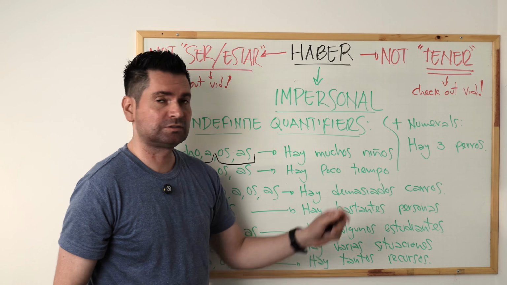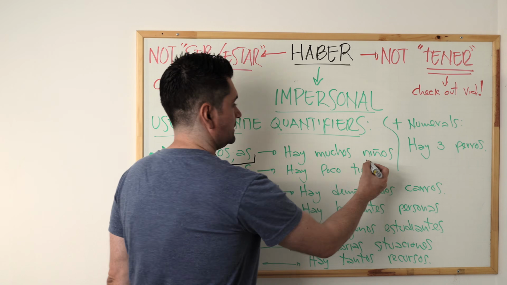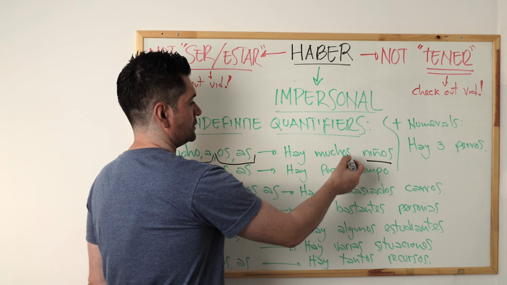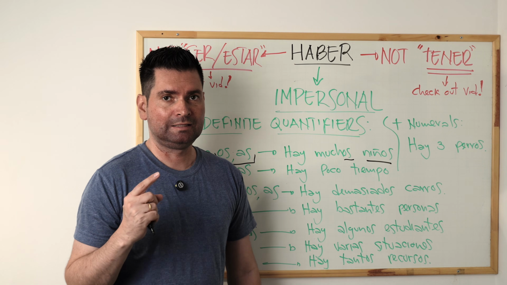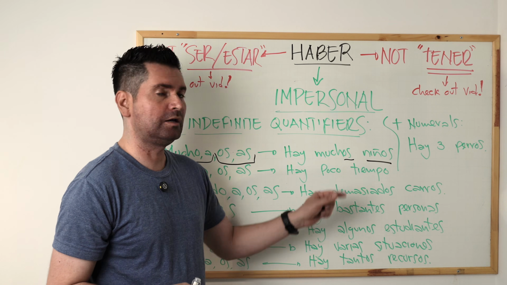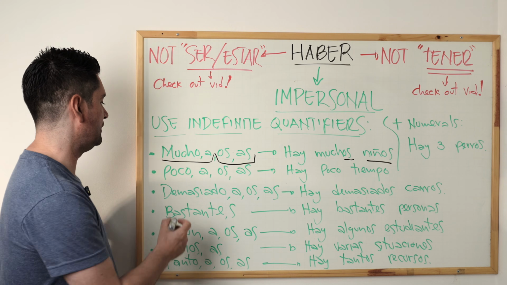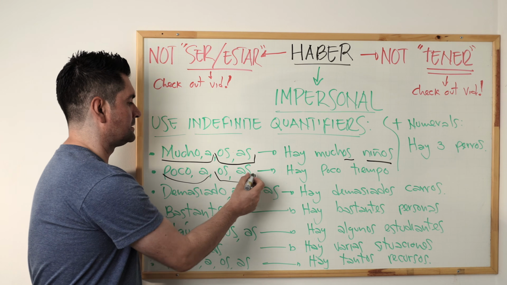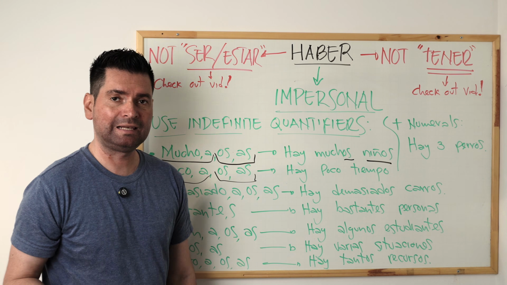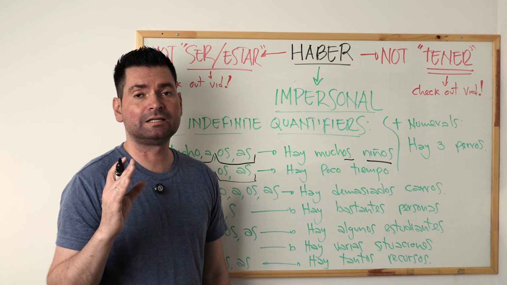So let me give you an example. Hay muchos niños. There are many kids. There are many children. Kids, niños, are plural. That's why you say muchos. Masculine plural. The noun and the quantifier agree in gender and in number. Then we have poco, poca, pocos, pocas. Few or a little. Hay poco tiempo. There is little time.